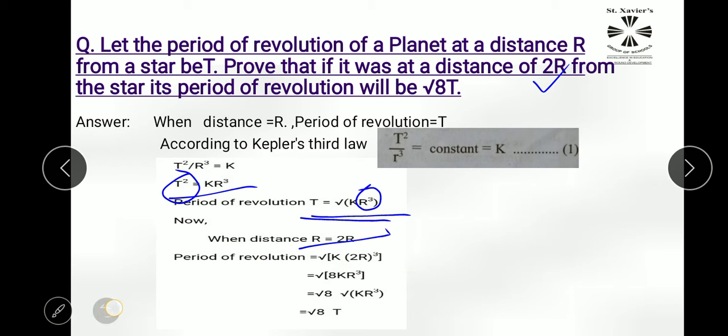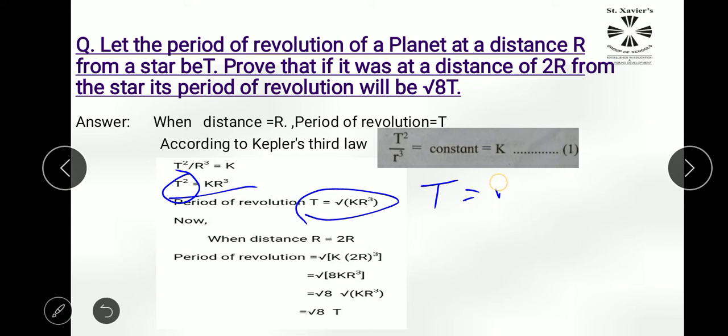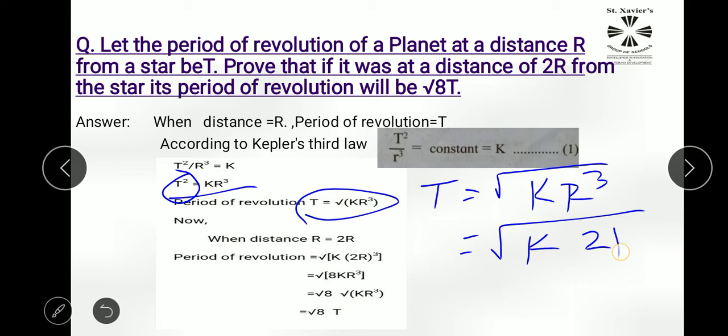I'll repeat again, students. The same I'm writing over here: T is equal to under root k R cube, students. Now here instead of this R we'll write 2R, students. It will become 2R cube.